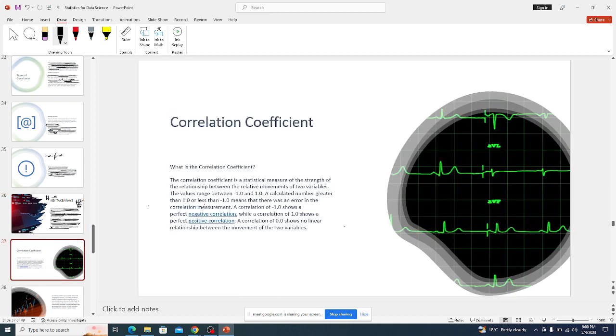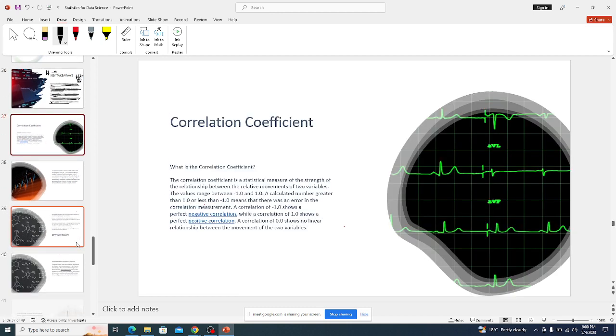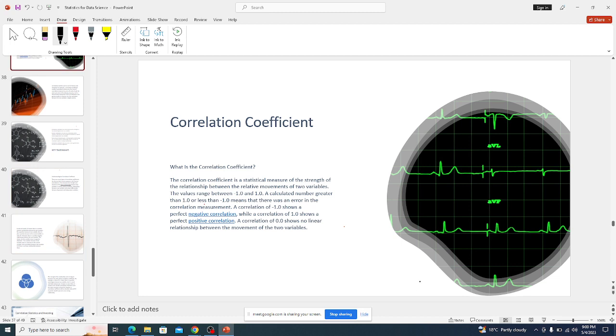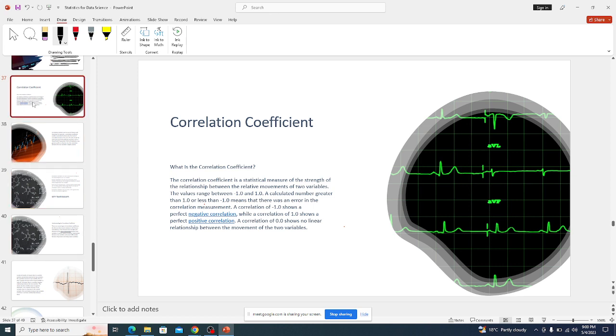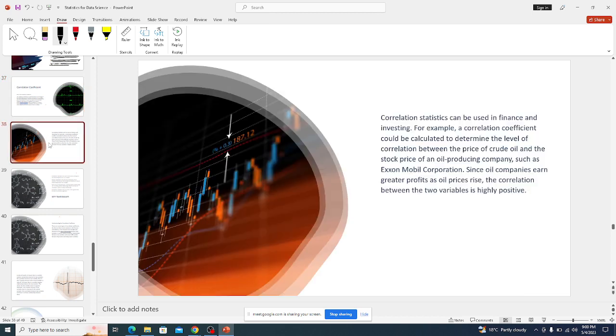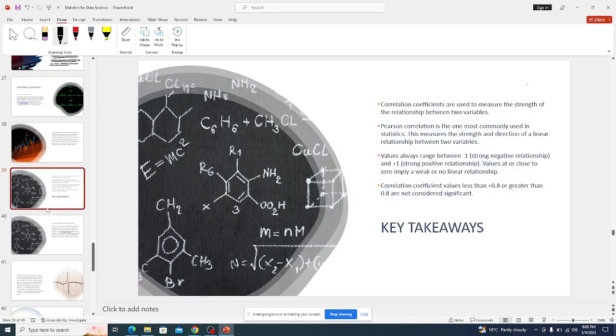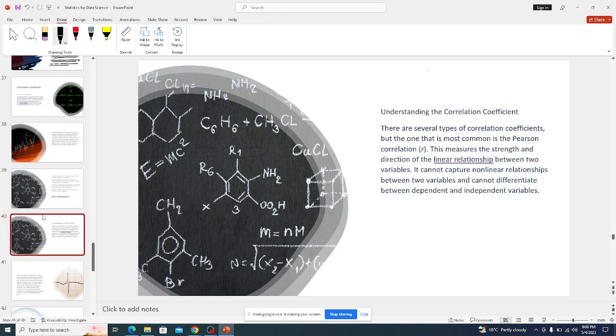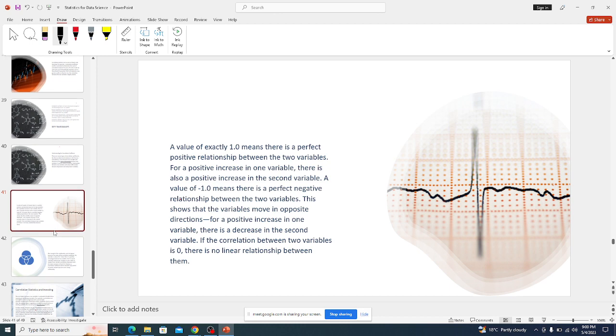We can proceed to a break of 20 minutes and then come back and do correlation. How many slides do we have? We have three.